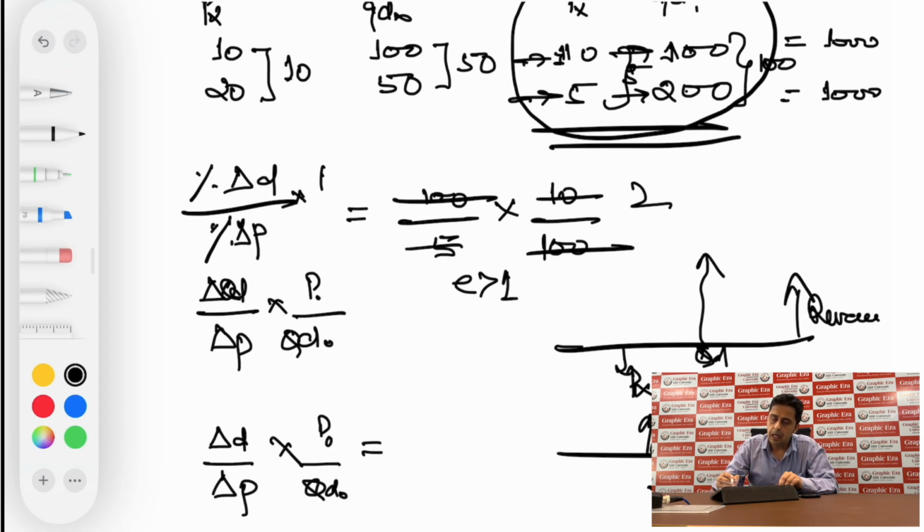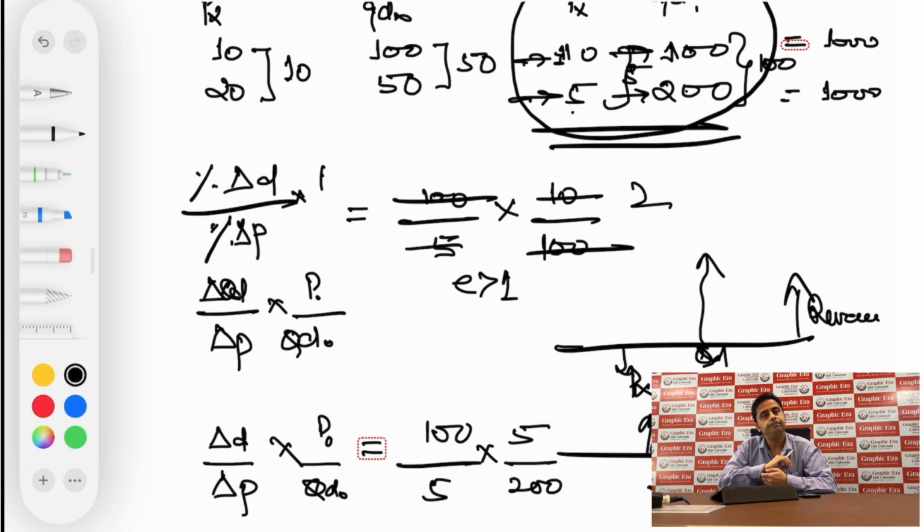Let's see how. Now it is again 100 change in demand upon 5. The only thing is it becomes minus 100 and plus 5. The sign is again dropped. And here now the original price is 5, and the original quantity demanded is 200. So going by this formula now, it turns out to be 1 by 2, which is 0.5, where elasticity is now less than 1.